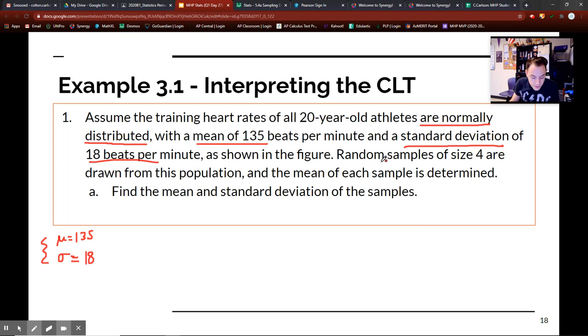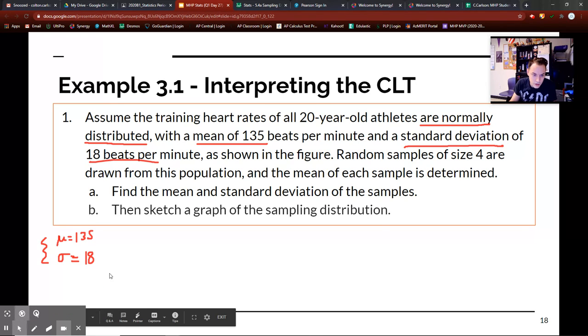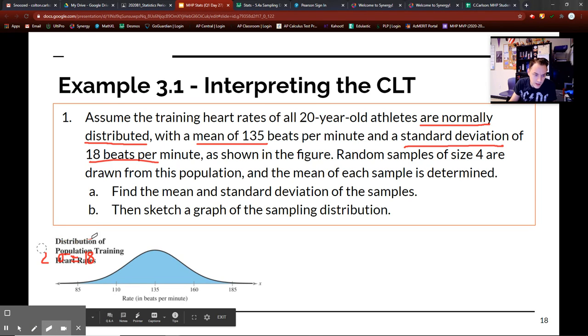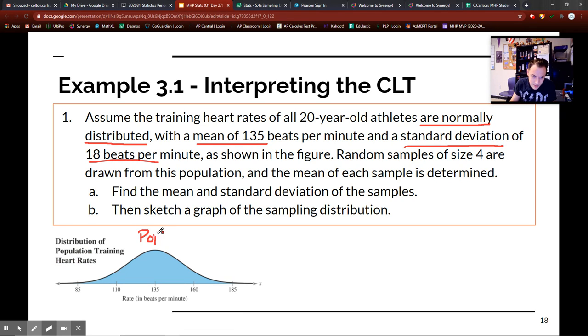As shown in the figure, let's just show you now. I'm going to erase all that. It's shown here. I'm all over the place, I apologize. So this is my population. Let's just put it up here. My population mean is 135, and my standard deviation of the population is 18. Okay, perfect. Now I'm normally distributed, which you see is normally distributed. It's not rough at all like our other examples.